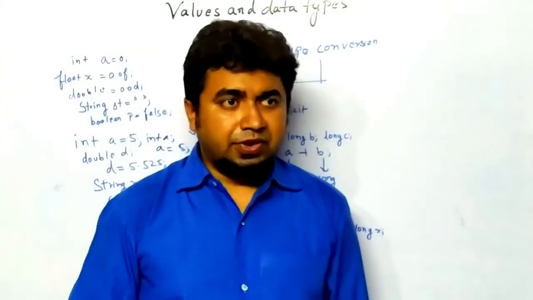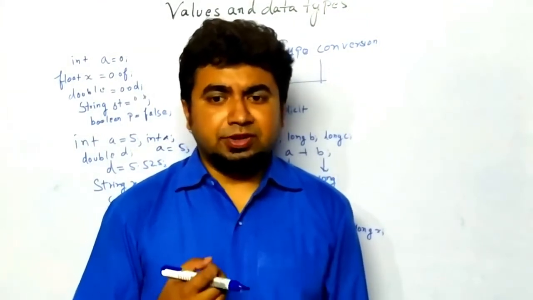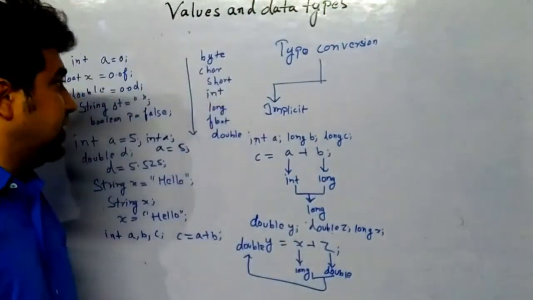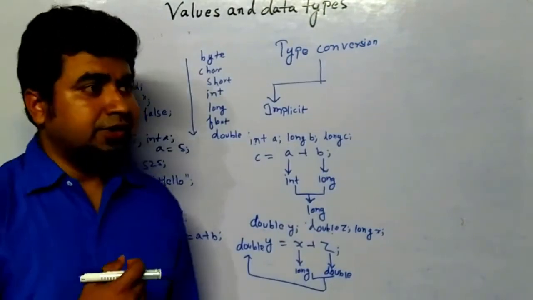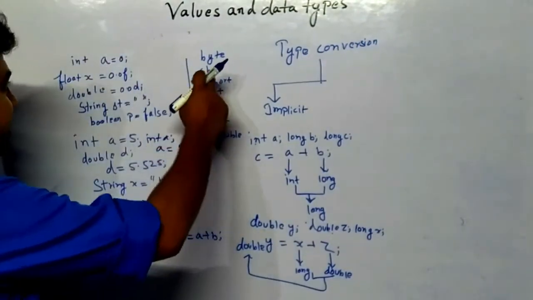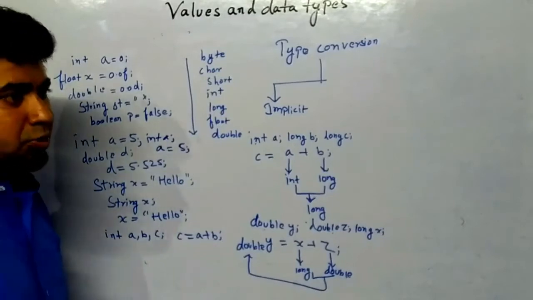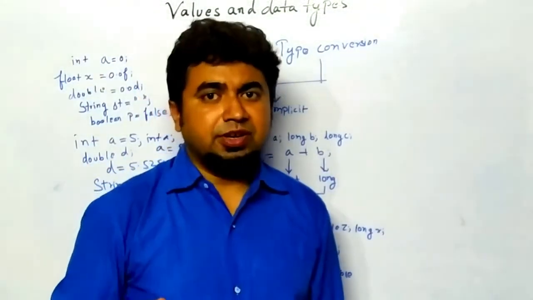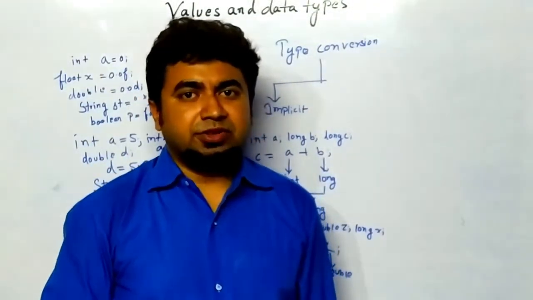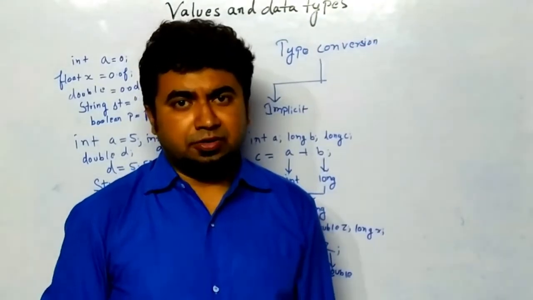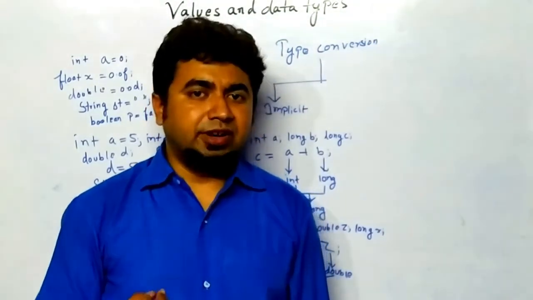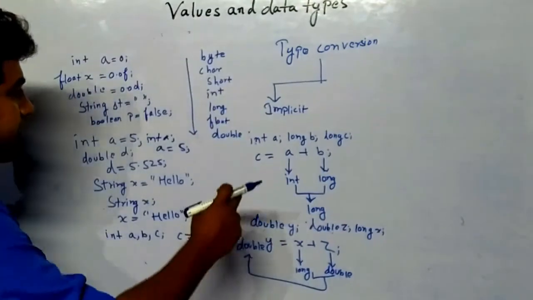So the first type is implicit. Implicit, you can think that whichever is the bigger data type, the other will be converted to it. Suppose it is given implicit, means you have to think that whichever is the bigger number or the bigger data type, the smaller data type will automatically be converted to the bigger data type. I will be giving you one example.